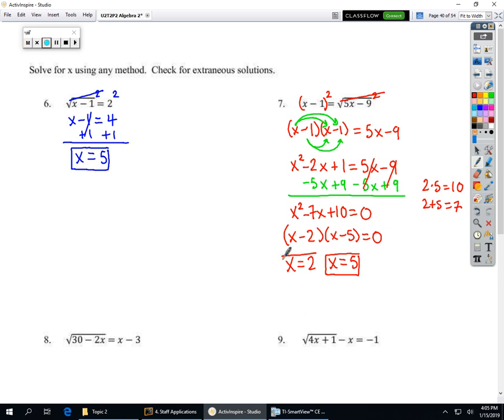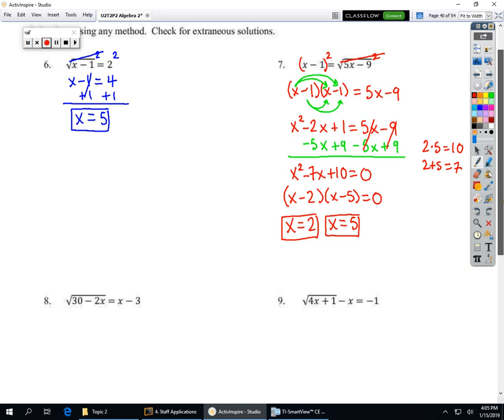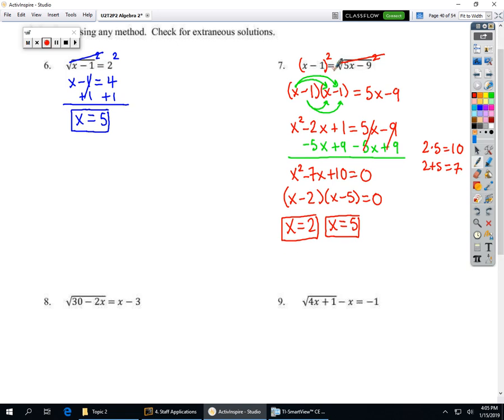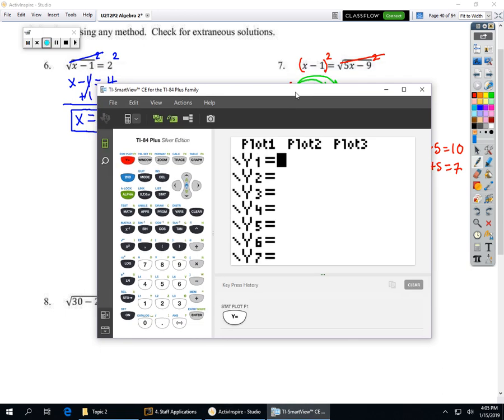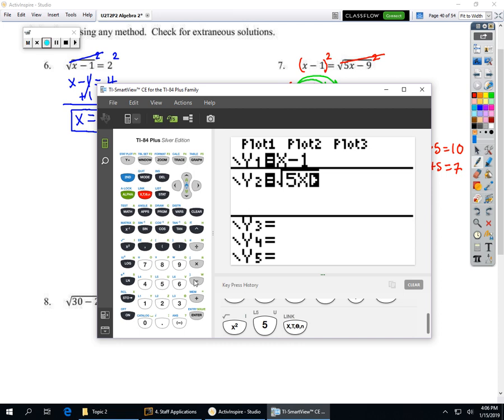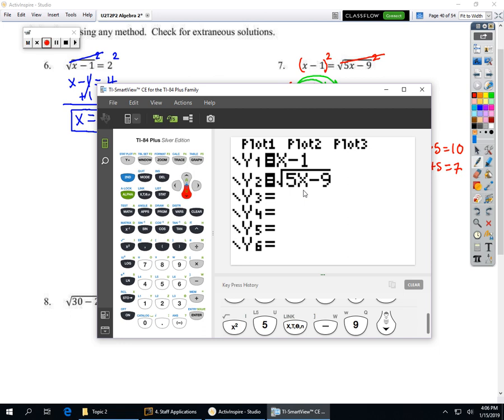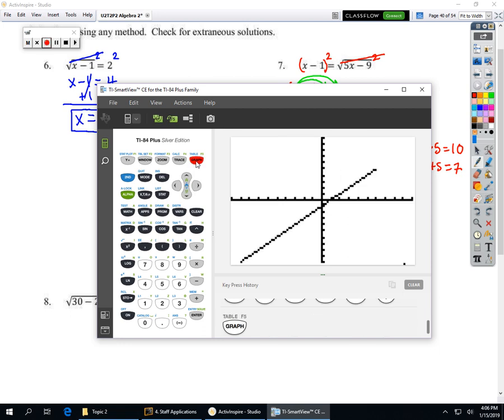At this point, there's a lot to plug in. So I may end up being lazy here and just say, I want to put this in the calculator. So let's graph both of these functions and see where they intersect. My first function was x minus 1. So let's put x minus 1. Second function was square root of 5x minus 9. Okay, just make sure the functions look good. We're going to graph it, see where they intersect.